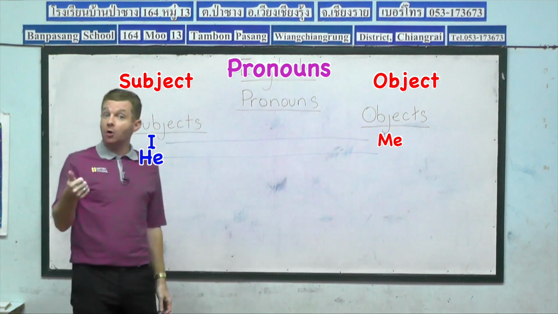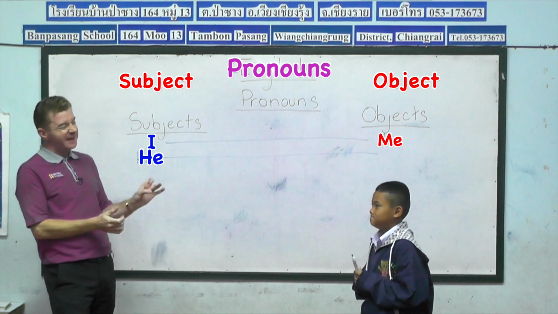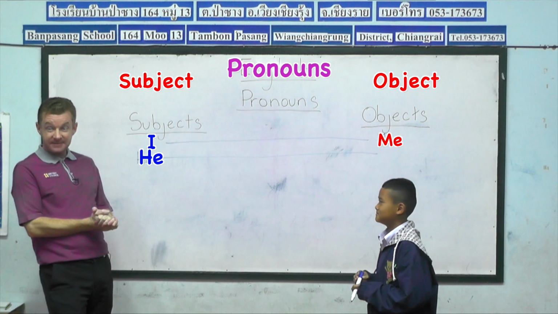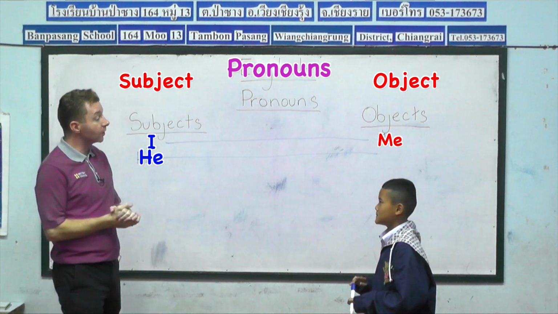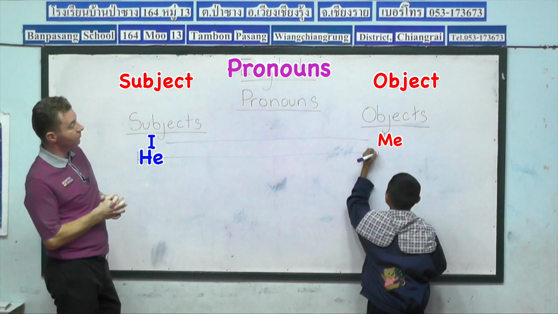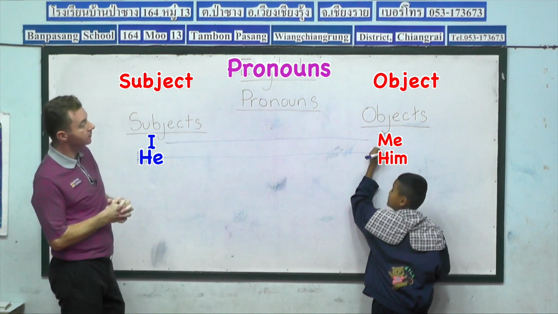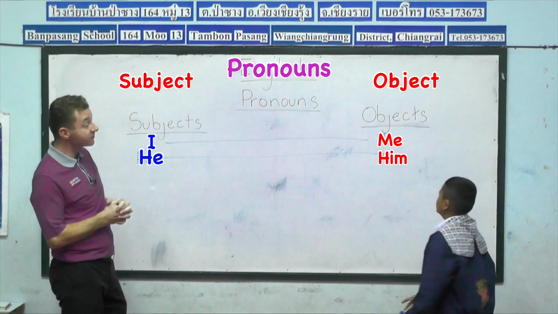Okay, so we've got the correct subject pronoun he. Chu, how do we change he into the object pronoun? Him, yes. We change he to him. So can you write the appropriate object pronoun on the board? H-I-M. Excellent, Chu. Well done.